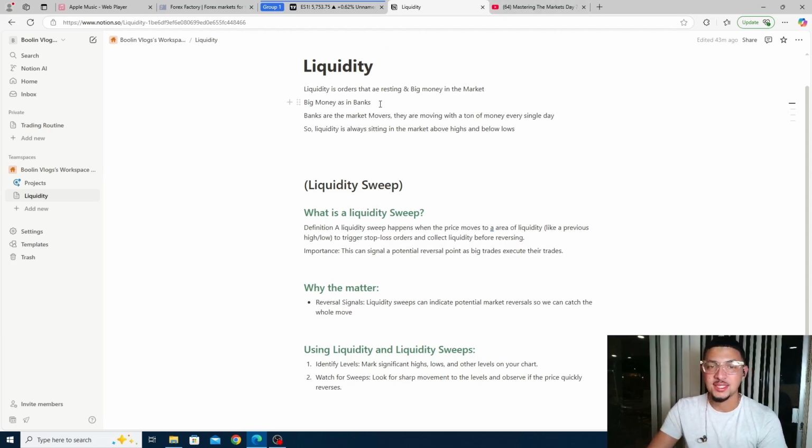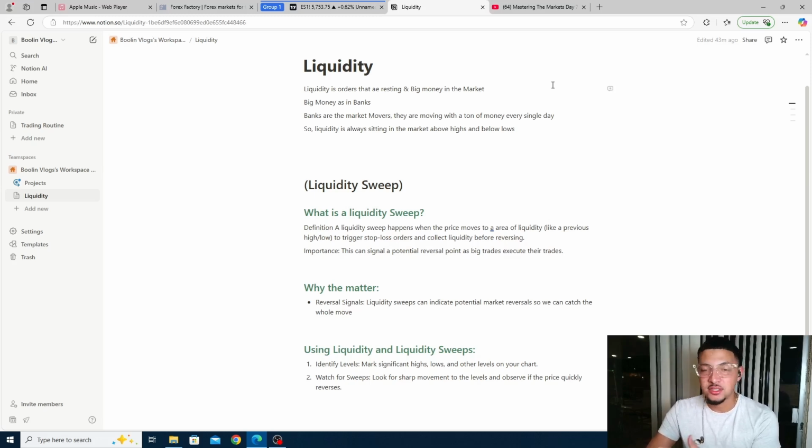Money as in the banks. It's big money, like big banks, they have a lot of money, they move a lot of money in the market. Right here, third one, banks are the market mover. They are moving with a ton of money every single day, guys. You cannot compare yourself to any of these banks.